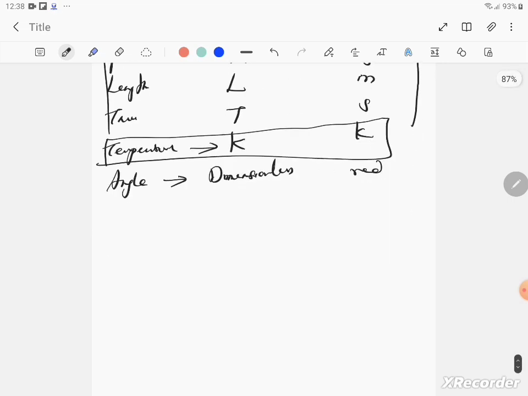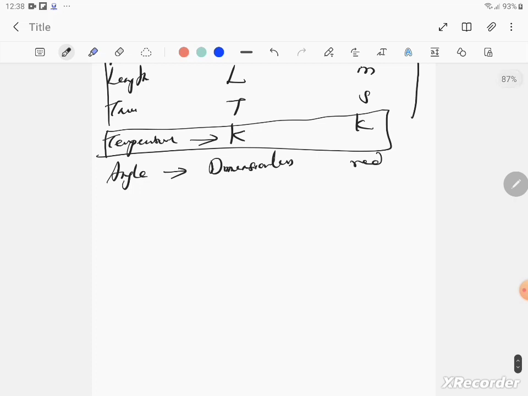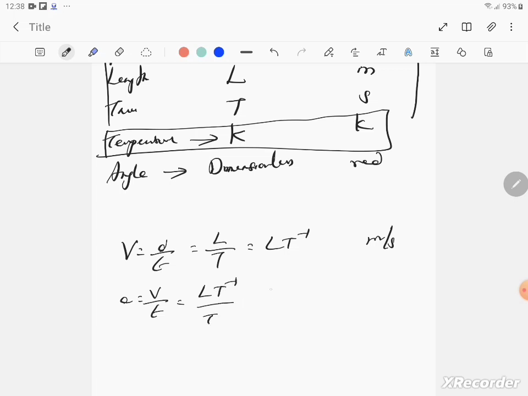Let's see, supposing I'm going to talk about velocity. The formula is distance by time, which is L by T. So it's LT to the power minus 1. That's the dimensional formula. SI unit is meter per second. Acceleration is velocity by time. Velocity itself is LT to the power minus 1 by T, which makes it LT to the power minus 2. That is meter per second square being the SI unit.